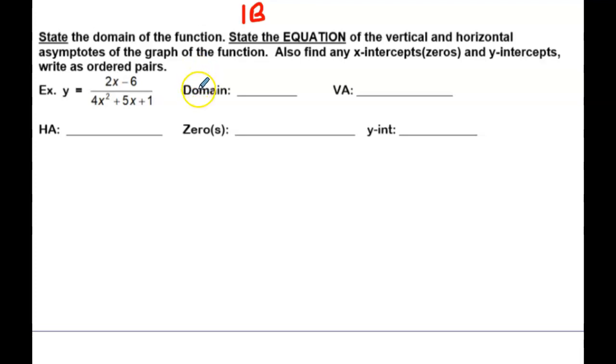On our sheet, it says that we should always find the y-intercept before we actually factor it, and we find the y-intercept by putting in x equals 0. So if I put in a 0 here, I'd have 2 times 0 minus 6, which would be negative 6.